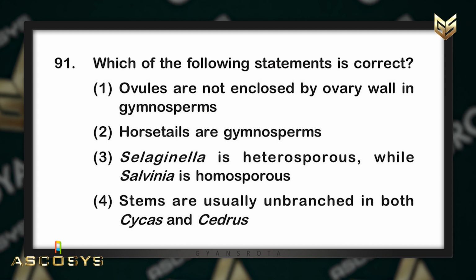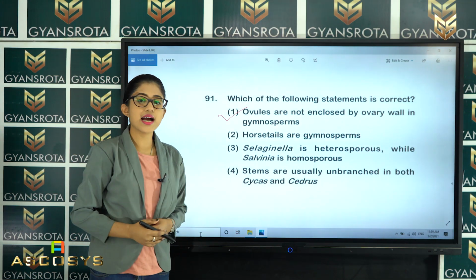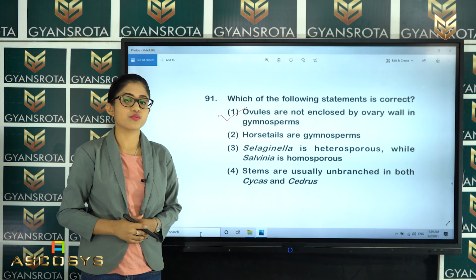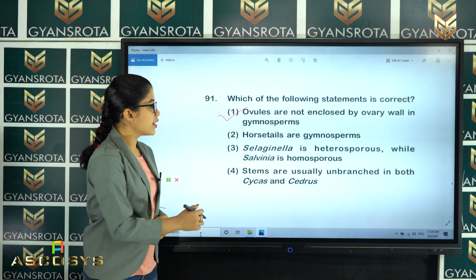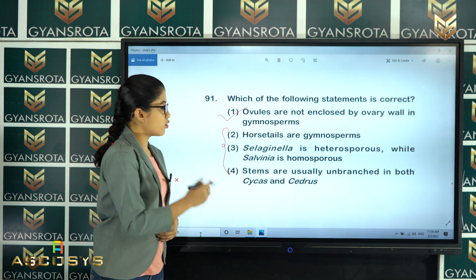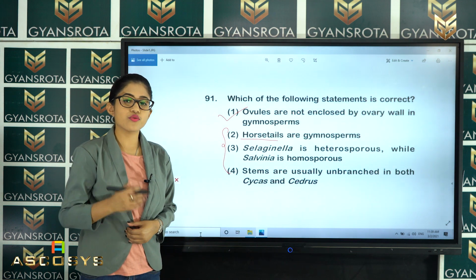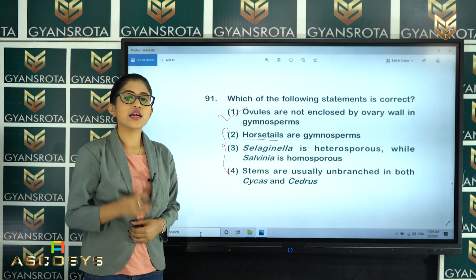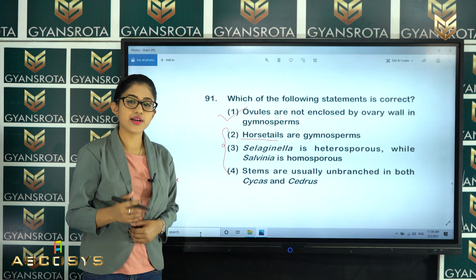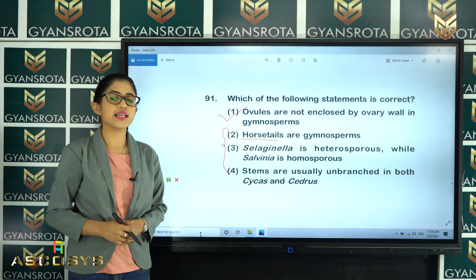That is the option number 1. It says that ovules are not enclosed by ovary wall in the gymnosperm. That is the correct statement. But option number 2, 3 and 4, these are the incorrect options. So, horsetails, you know horsetails are actually what? These are the pteridophytes, but it is written here that it is gymnosperm. And third and fourth options are also incorrect statements. So, option number 1 will be the correct option. Now, let's see the next question.